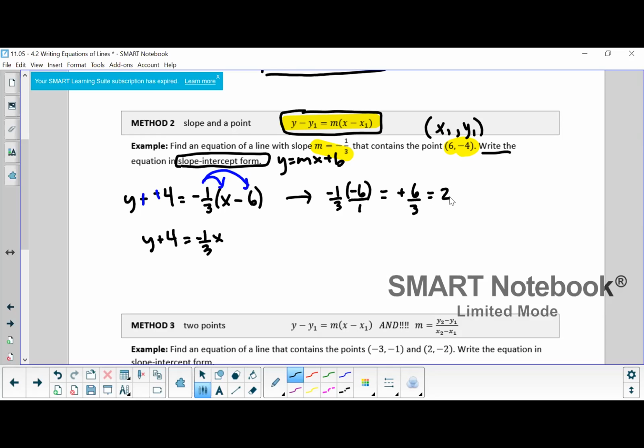So now I'm going back to the problem and putting +2 here. So I'm a little bit closer to y equals mx plus b. The problem is that there's still a +4 with the y on the left. What do I do with that +4 to get it over? Subtract it from both sides. So I've got y equals -1/3 x minus 2.